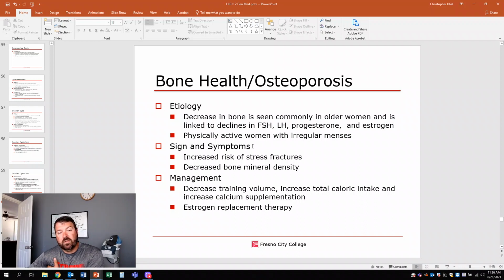Physically active women with irregular menses, irregular cycles. Okay. Signs, symptoms: increased risk of stress fractures. Okay. Decreased bone mineral density, because your bone is getting rid of all the calcium so your body can use it. So it's becoming more brittle. Management: decrease training volumes, increase caloric intake, increase calcium supplementation, estrogen replacement therapy may be needed.